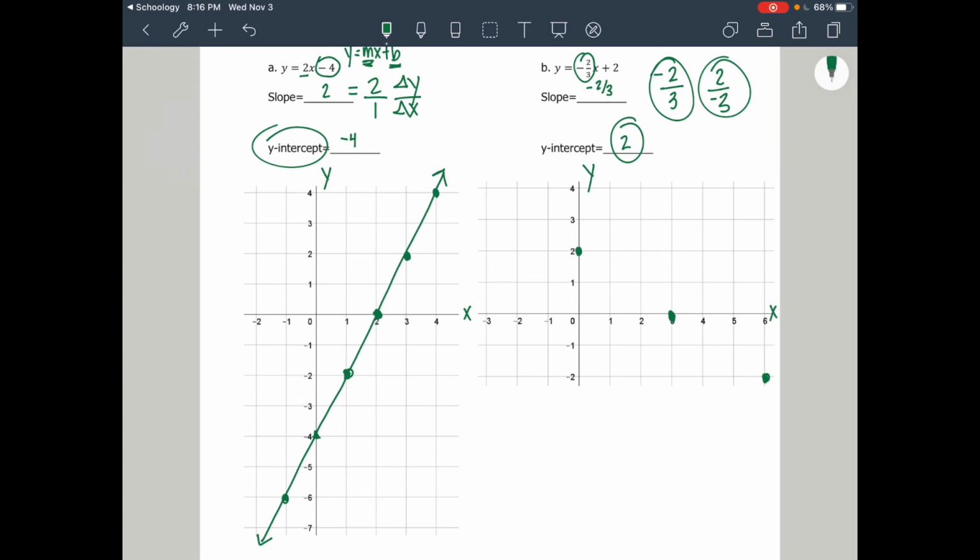The other one is up 2 and back 3. So up 2, left 1, 2, 3. And that would be on the other side of the line. All right.